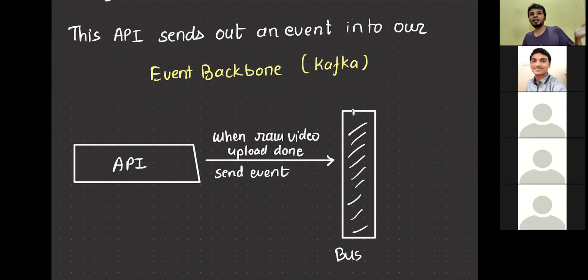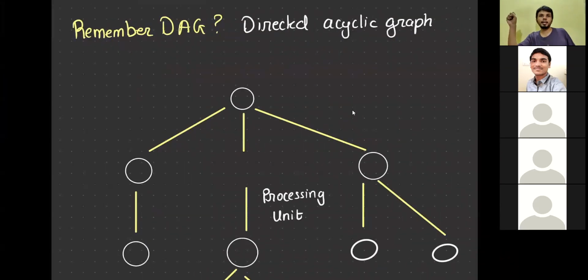Now here our event backbone comes into the picture again, Kafka, because it's an event driven architecture. So the API server would send an event in Kafka saying that for this video ID, raw upload is done, trigger transcoding. Then this event would be consumed by your transcoding service, and it would have to run a workflow, right?